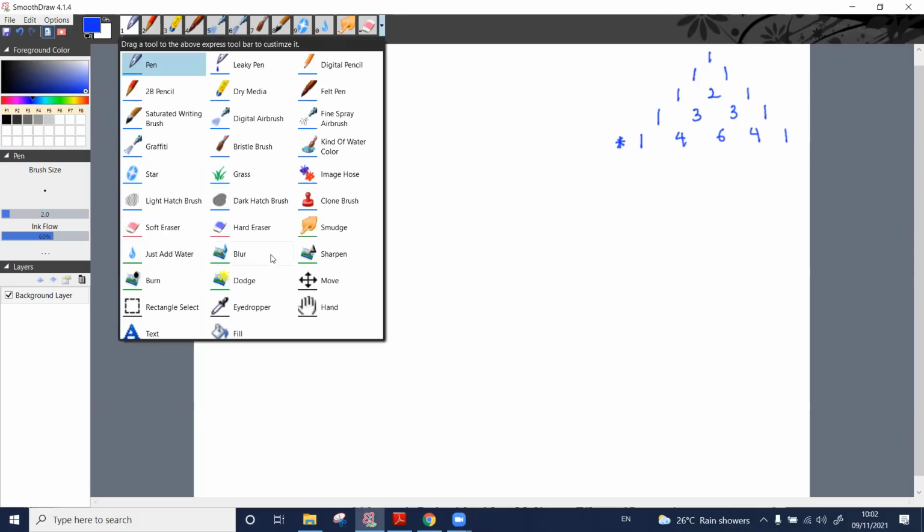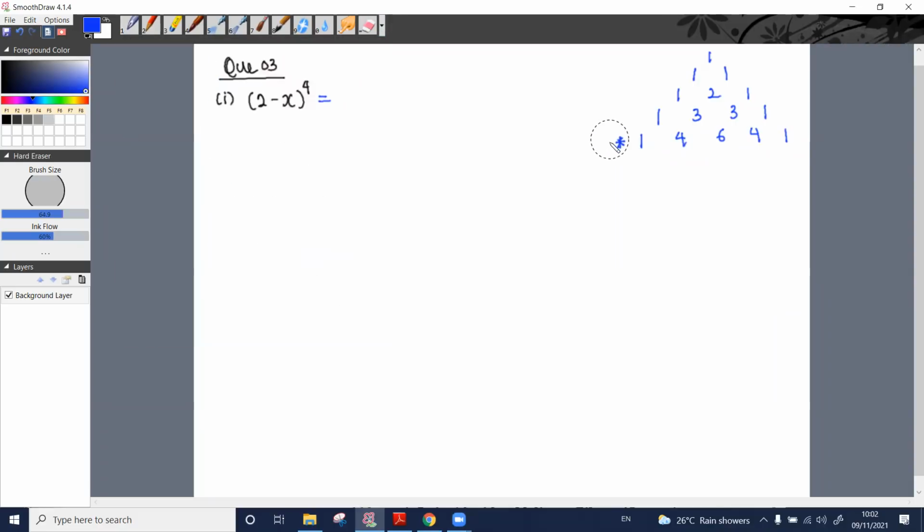I will place this for the moment. So this is the row that we need to refer to: 1, 4, 6, 4, 1. From the Pascal triangle, we can take that. Right. Now, what should be our next step?